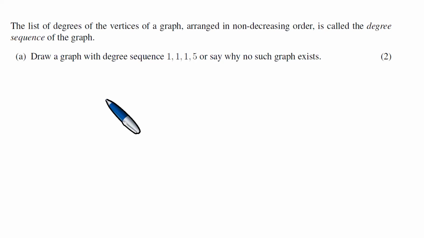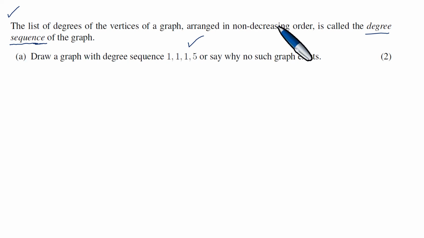Right, now I was speaking about these yesterday. You can be given things like degrees. The list of degrees of the vertices of a graph arranged in non-decreasing order is called a degree sequence. Look at this, this is a good question. I decided to bring this one because it is so good. Why is it so good? Because it's giving us a definition. They're defining a degree sequence for us so that we can be sure what a degree sequence is. A very rare situation.